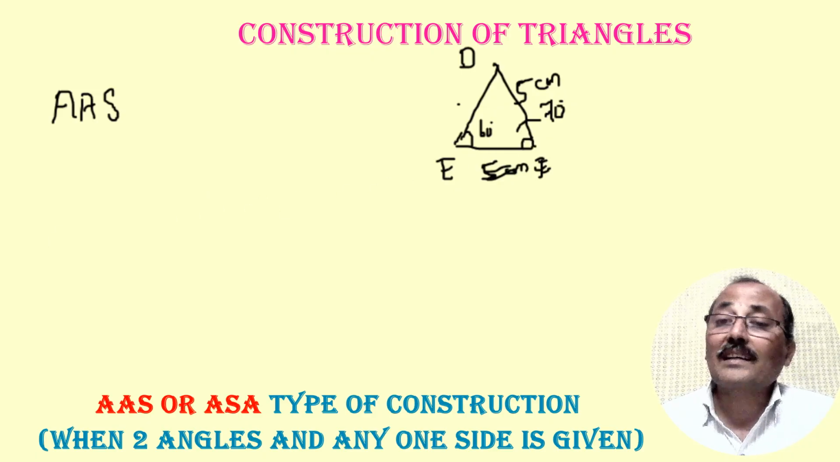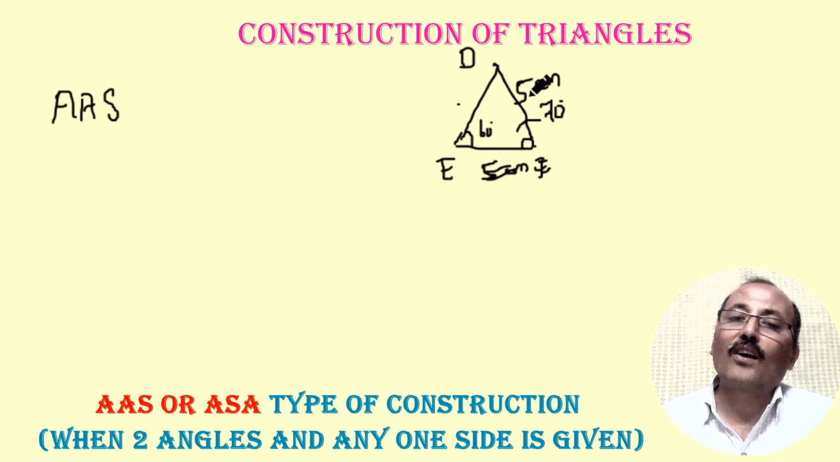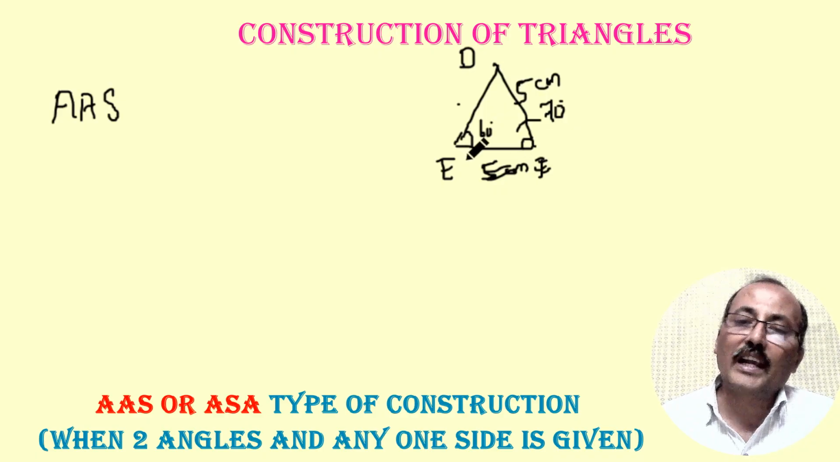Okay, now what is the construction? Draw a line segment. Now what happened? Here I have drawn 5 centimeter. So I have to take this one as 5 centimeter and this one I don't know.